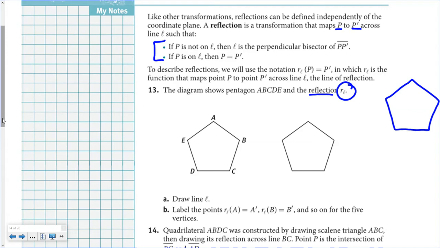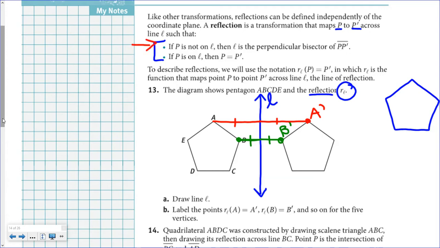Now, where should it go? It should go exactly halfway down the middle. This is where line L should go. The reason that it needs to go halfway down the middle, the distance here to the distance to this point, which is going to be B prime, should be the same. Same idea. This distance should be the same as this distance to A prime. And so that's what this first bullet point is saying.